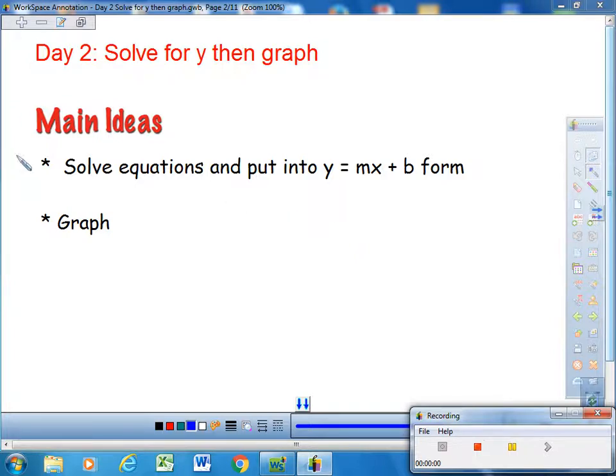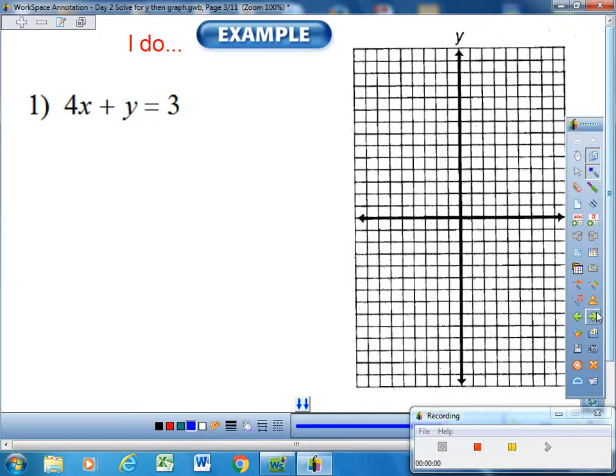So today we're going to do two processes. The first one is we are going to solve the equation into y equals mx plus b form, and then we're going to graph them. So the first example, you can just watch and you don't have to write anything down. So I'm going to do this one.